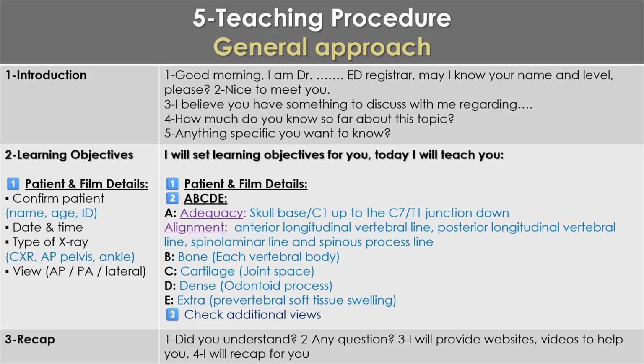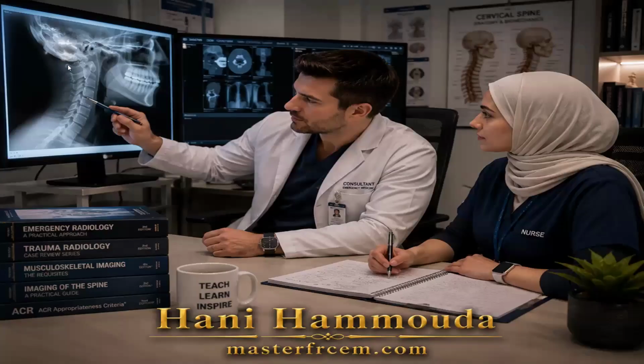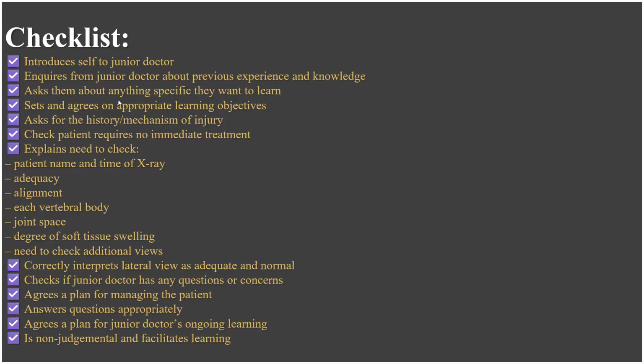We finished now the first learning objective. We will jump to ABCDE. What does A mean? Adequacy and alignment. What does adequacy mean? Adequacy means you will see up and down. So adequacy, you will see skull base and C1 junction, okay? Skull base and C1 junction. And down, what does it mean down?